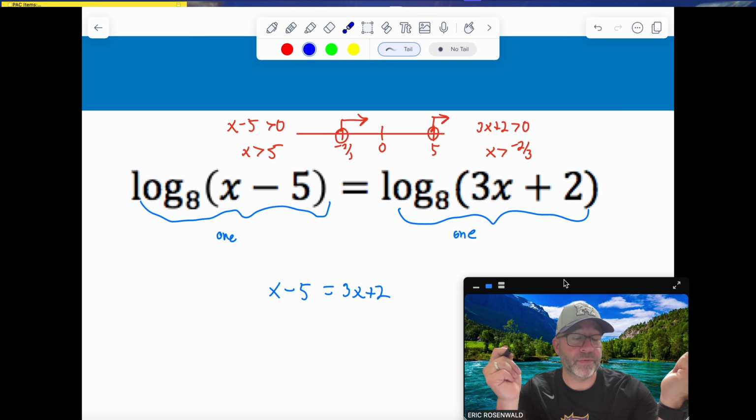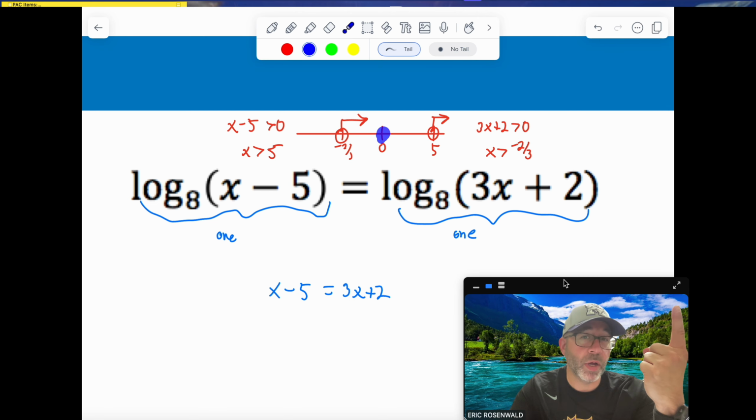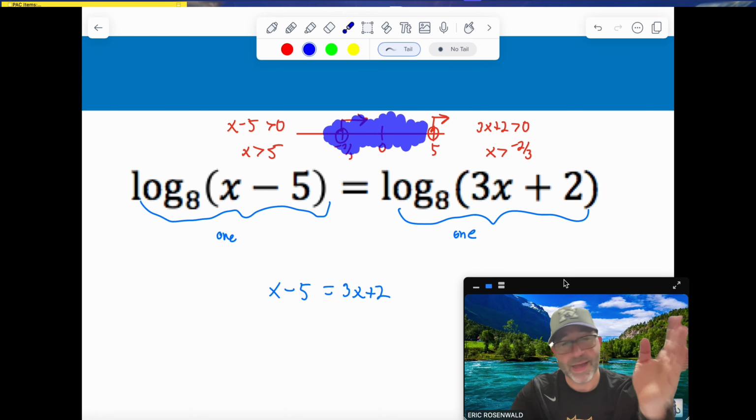0 is not greater than 5. So 0 gets taken off the table. If I put in a 1, 1 is not greater than 5. If I put in a 2, 2 is not greater than 5. So this greater than 5 supersedes everything over to the left of it, and my restriction on this is that whatever I get, x has to be greater than 5. So let's see what happens here.